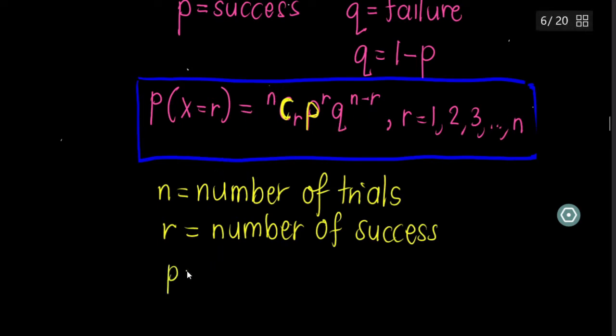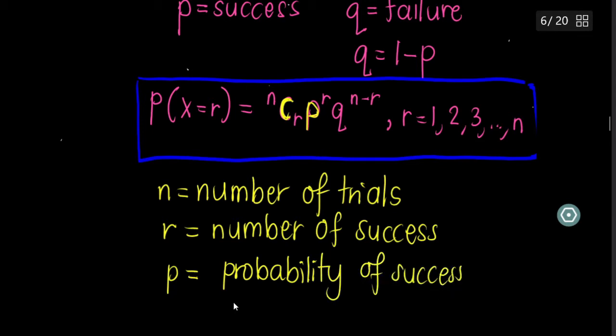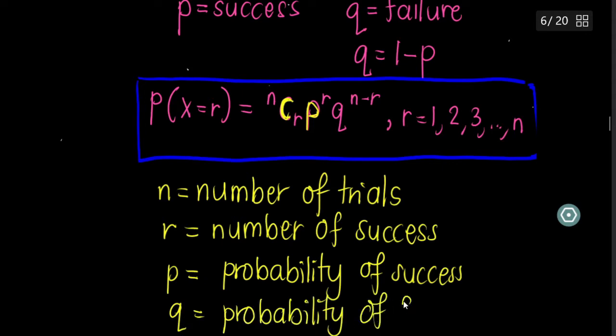So P, make sure you know P is the probability of success, and Q is the probability of failure. Also make sure you know what your X is. X is the discrete random variable. So R already got, P you know. All of you should know P is probability.